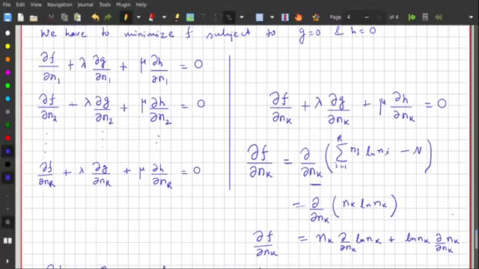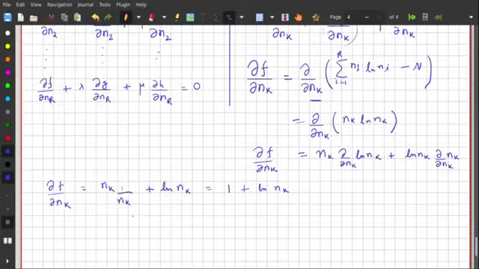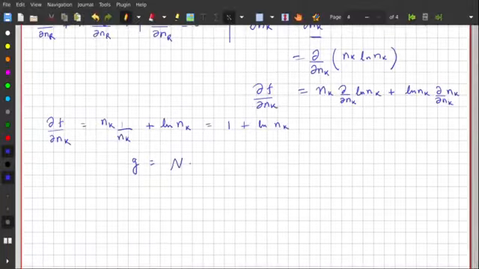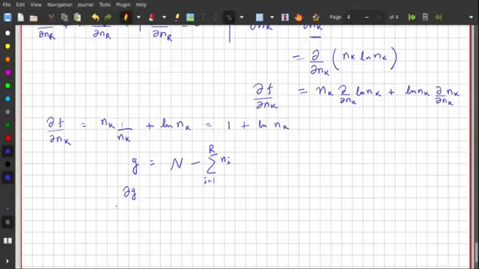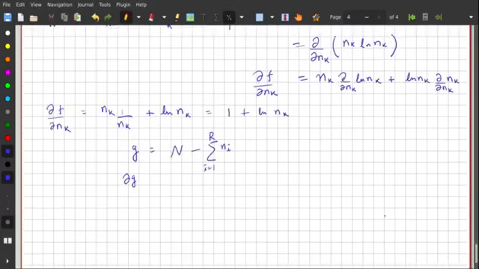Okay, and let's figure out now the second term, partial g partial nk. So let's write what g was. G was the particle conservation basically. So g was n minus the sum over i equals 1 to r of n sub i. So what we want is partial g partial nk.